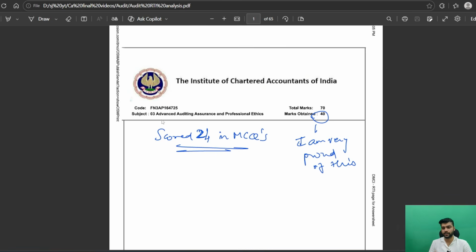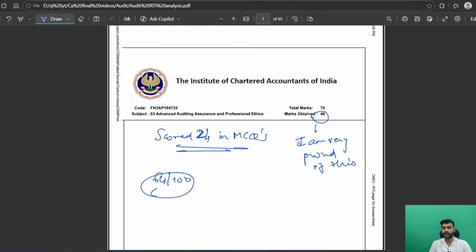As you can see on the screen, this is the first page of mine. I received 40 out of 70 in the descriptive question, and I have received 64 out of 100 marks in my audit exam. I know many of you will be very shocked that how did I score 64, because audit is a very tough chapter, I would say a nightmare for many students. I will tell you the secret of getting exemption in audit.